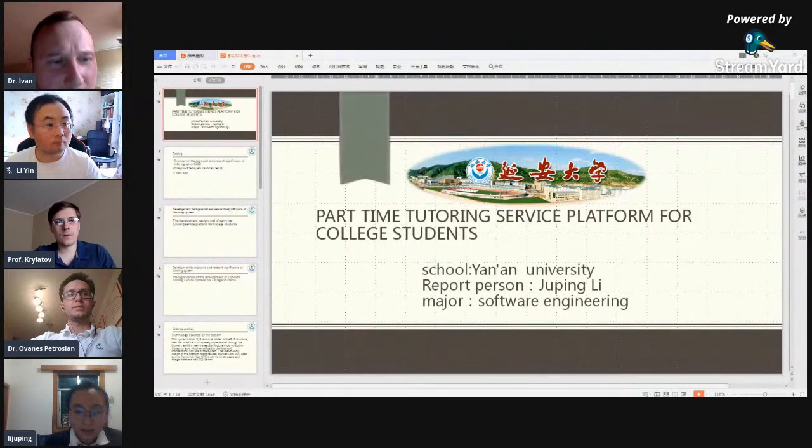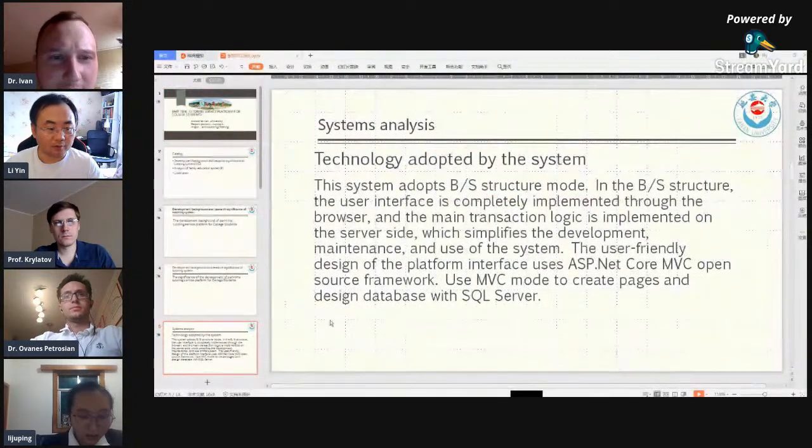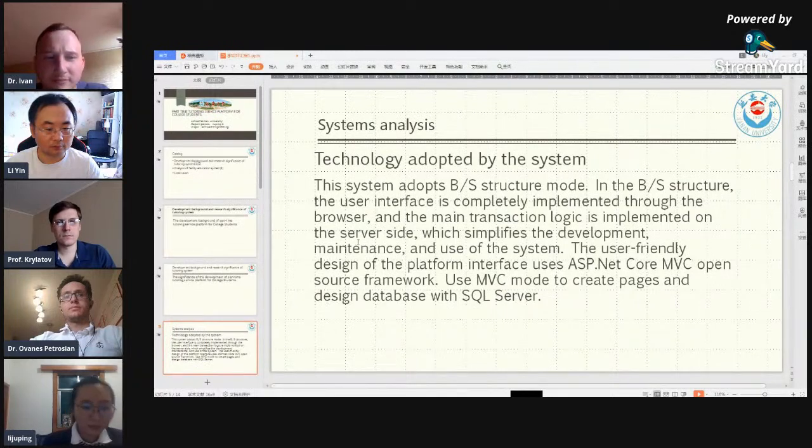Next slide, please. Next slide. 你现在不要在全屏上看你的幻灯片，你在你的原来的幻灯片里面往下走。 Okay. Okay, thank you.